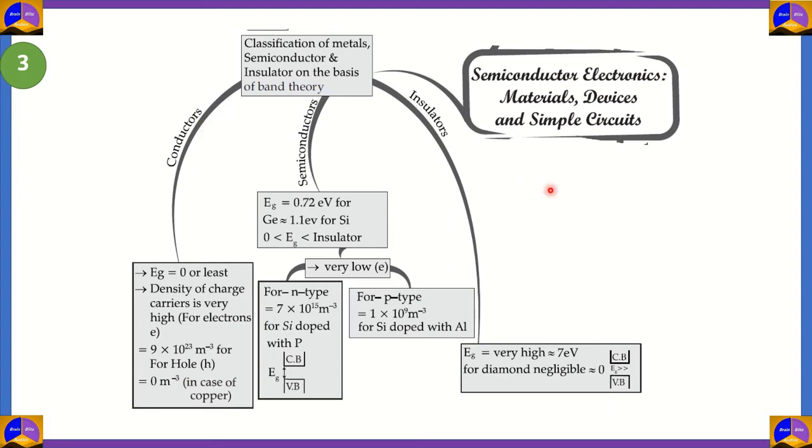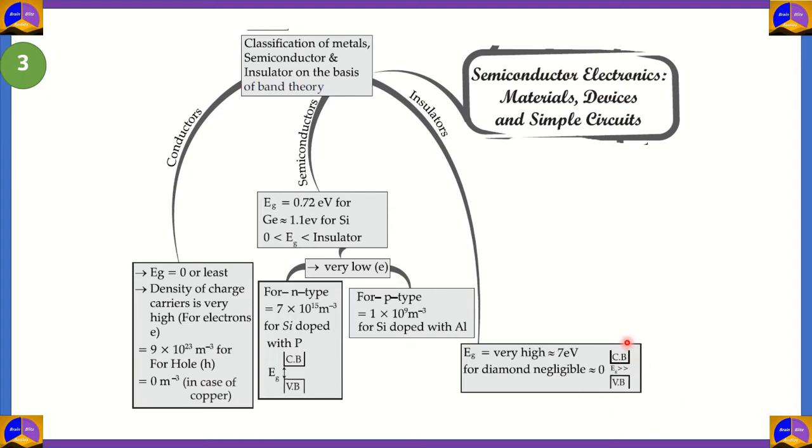Let's look at the other end of the spectrum. What happens if you have a very high energy gap, say of the order 7 electron volts? You get insulators. Insulators have a high energy gap and negligible hole density. There is a huge gap between the valence band and conduction band, so the electrons need very high energy to move towards the conduction band, which is highly unlikely. So most of the electrons still stay in the valence band and conduction of electricity is not possible.